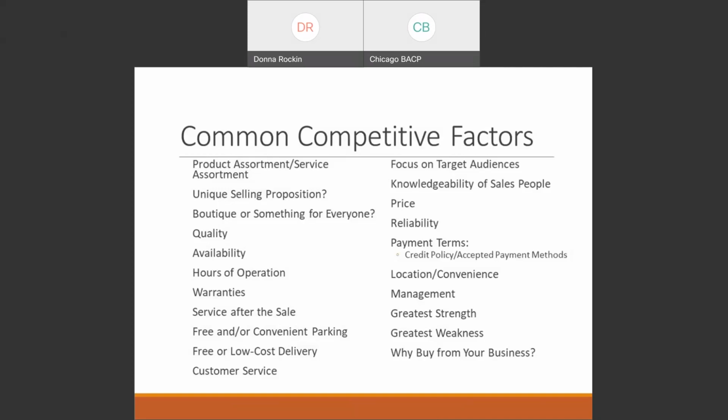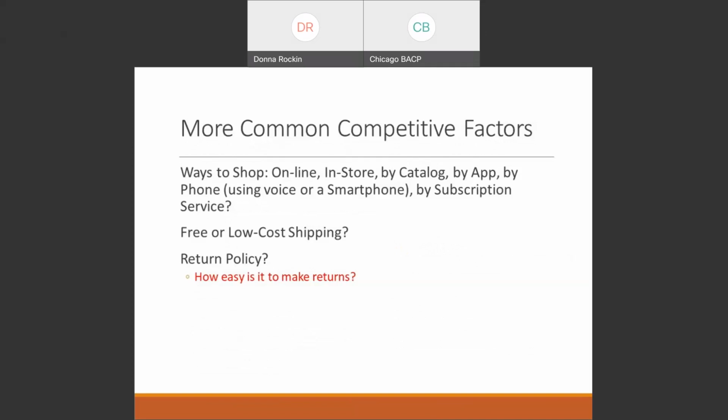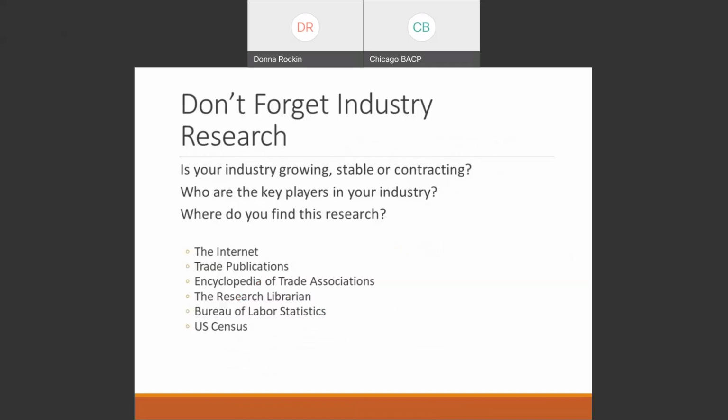And why buy from your business? More competitive factors: ways to shop online, in-store, buy catalog, buy app, buy phone, using a voice or smartphone, buy subscription service, free or low cost shipping, return policy. Return policy is very important to me when I buy online.